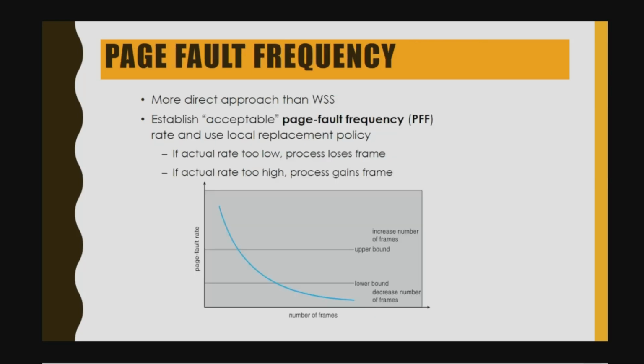Okay, the page fault frequency is a more direct approach than the WSS. Establish an acceptable page fault frequency, PFF, and use a local replacement policy. If the actual rate is too low, the process loses a frame. If the actual rate is too high, the process gains a frame. This is the relationship between the number of frames and the page fault rate. You can refer to the graph. It decreases when the number of frames increases. This one is similar to the previous graph that I showed you.